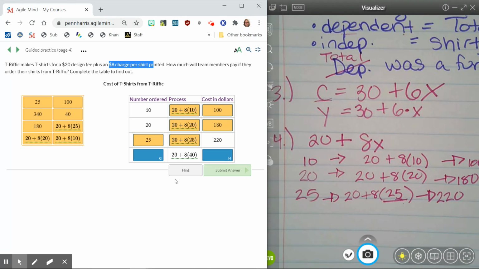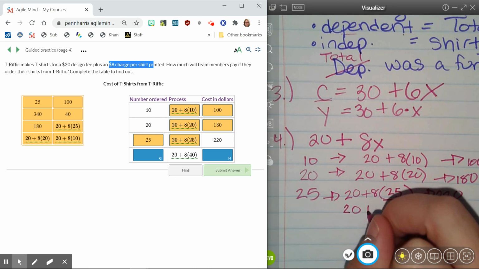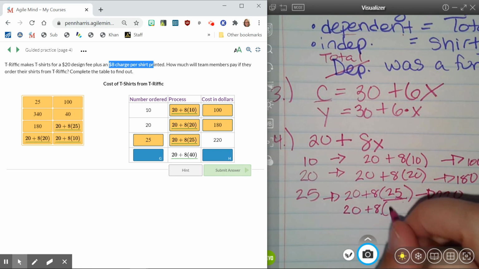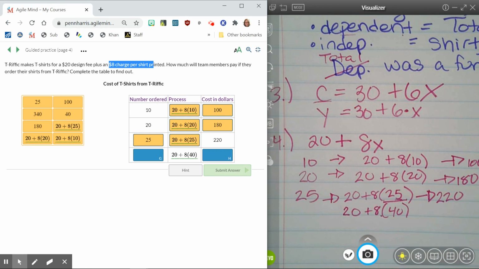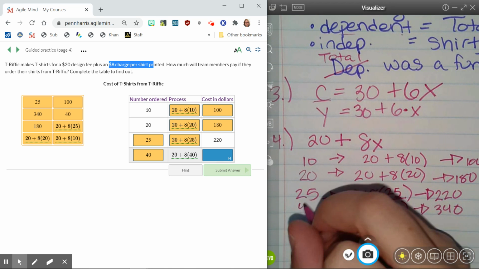This time they give us the process. They're going to say $20 plus 8 times the number of shirts, 40. Well, right away, guys, with that, I know I'm ordering 40 shirts. So I'm going to do my math. 8 times 40 plus another 20 gives me a total of $340 that I am spending.